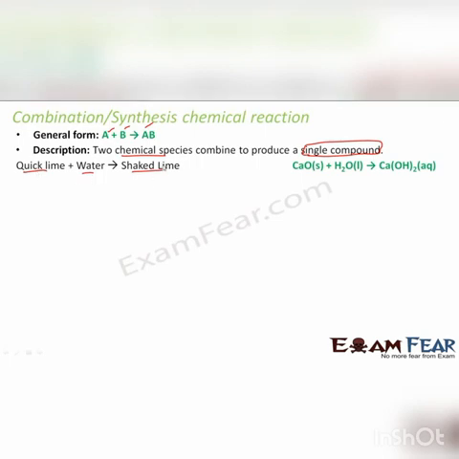One was quicklime, one was water, and they combined. That is, CaO was my quicklime, the solid. You give water to it, it becomes Ca(OH)2 aqueous. And if you see, this gives heat also, right? It gives heat, so this is an exothermic reaction.